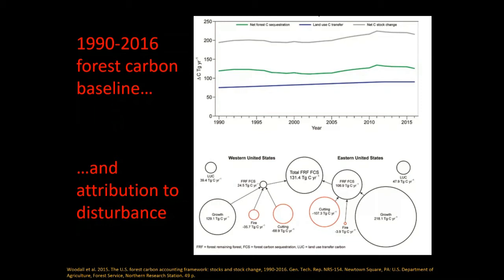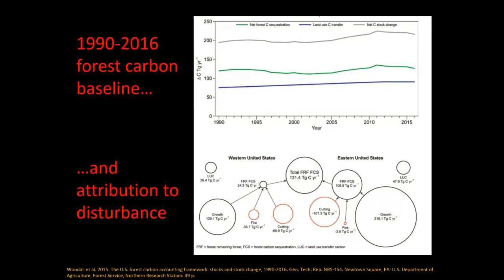Using this approach, we can disentangle disturbances and their effects on carbon. So you can see eastern versus western United States, and the total forest remaining forest carbon, which is the center figure, and seeing how much growth versus cutting and fire in regions of the U.S. and land use change affect the total carbon budget. And as I mentioned, in the eastern U.S., there's a lot of cutting.